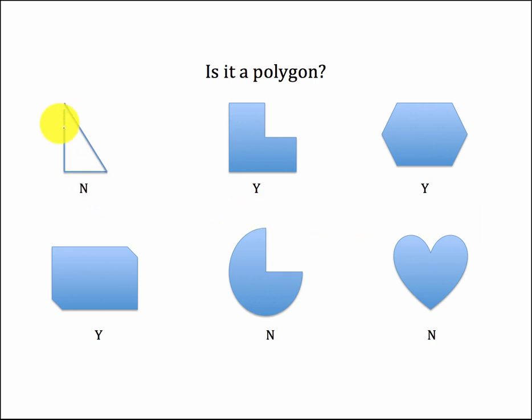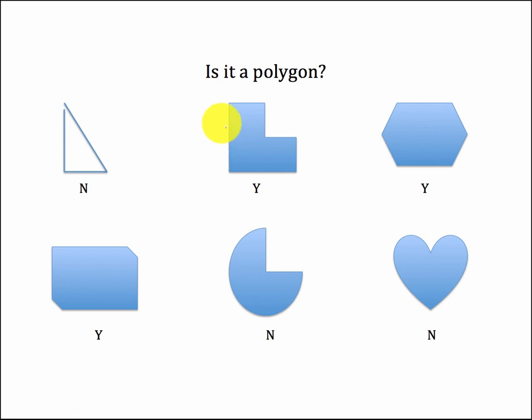So this first one looks like it's almost a triangle, but it's not quite. It does have 3 straight sides. So remember, the rule has to have 3 or more sides, and they all have to be straight. So it does follow that rule. However, this is not a closed shape because of this gap up here. So this is not a polygon.